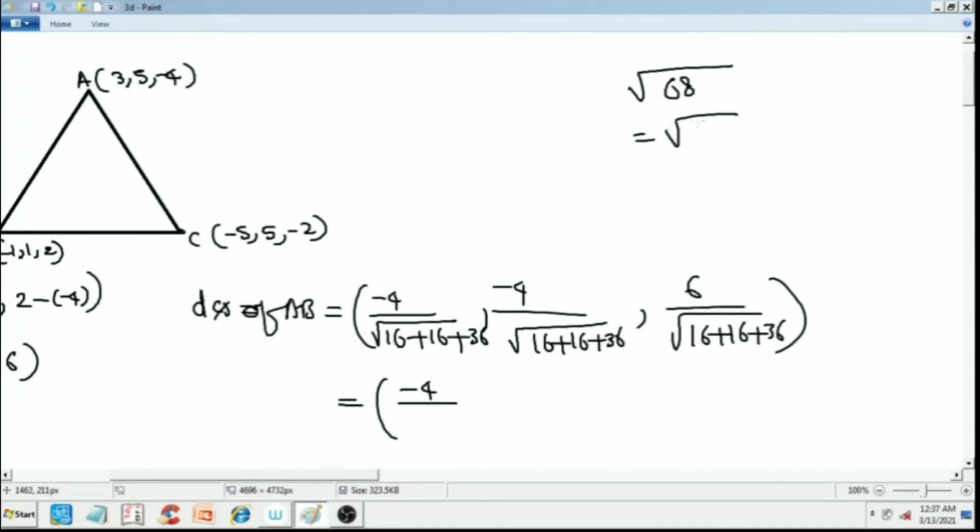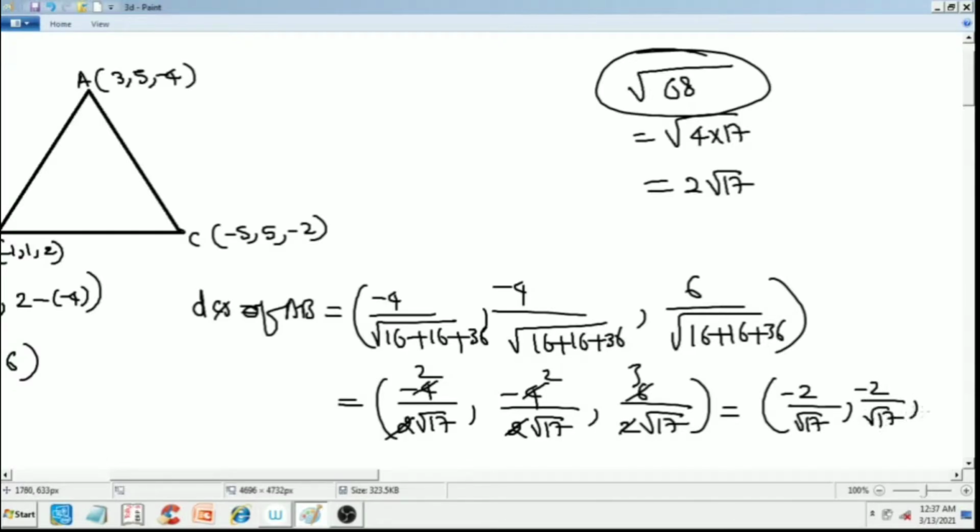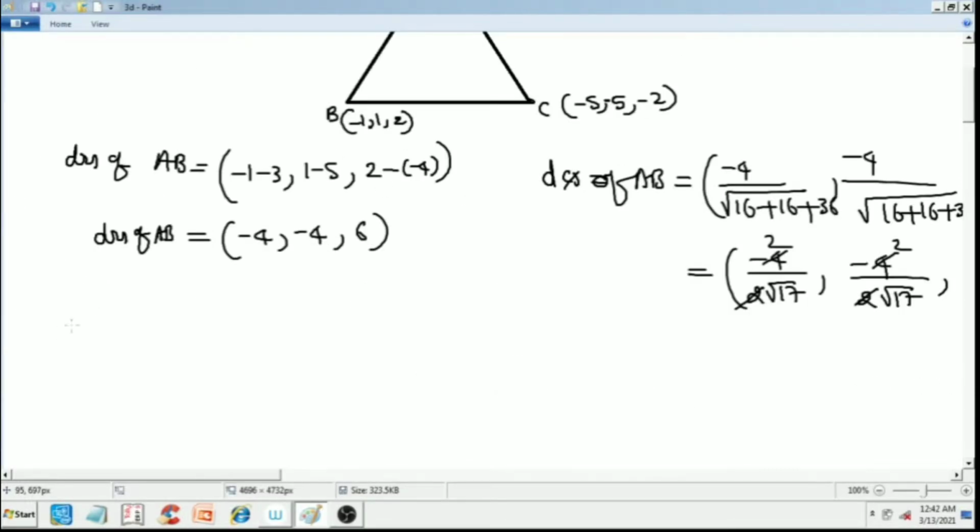Here root over 68 can be written as 4 17s, right? So root over 4 can be written as 2 root over 17. So in the place of root 68, I can write 2 times root 17. So minus 4 by 2 times root 17, comma, minus 4 by 2 times root 17, comma, 6 by 2 times root 17. Now 2 2s are 4, 2 2s, 2 3s. So DCs can be written as minus 2 by root 17, comma, minus 2 by root 17, comma, 3 by root 17 of BC.